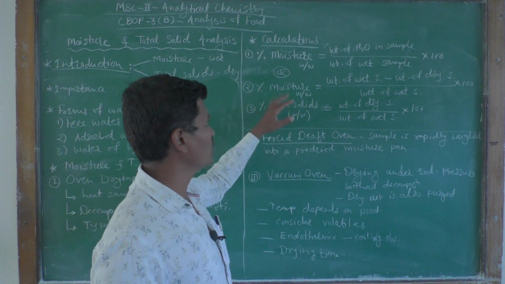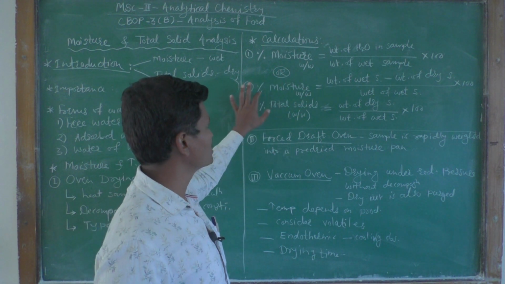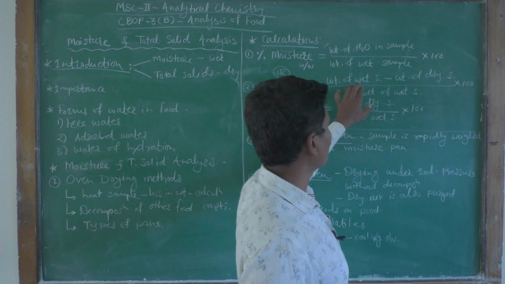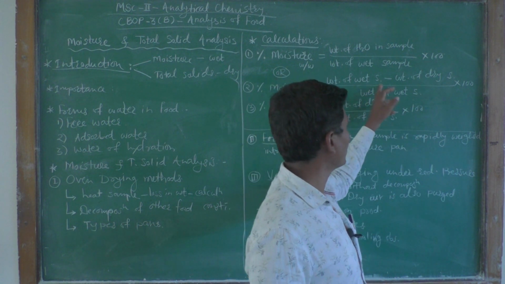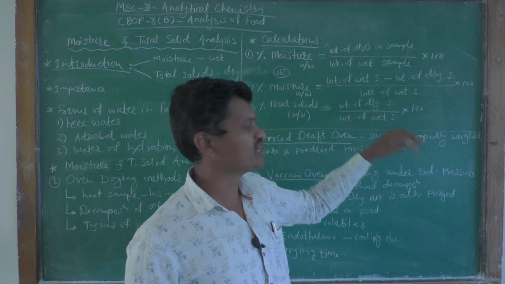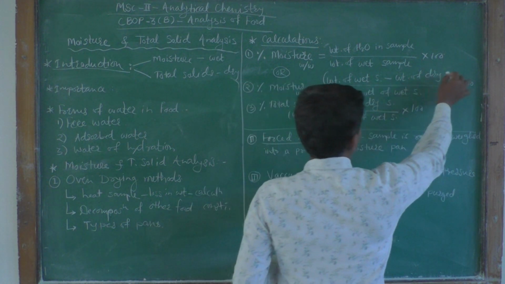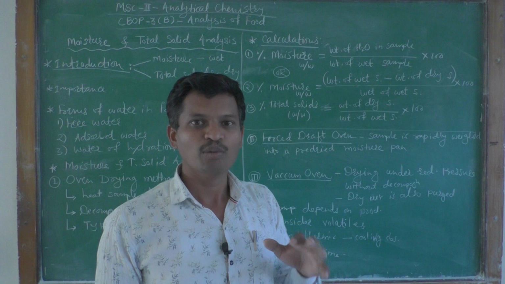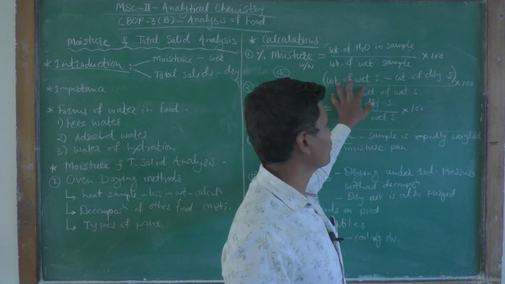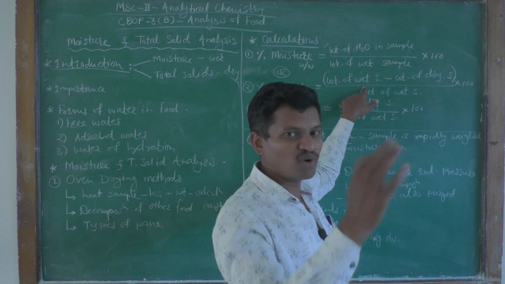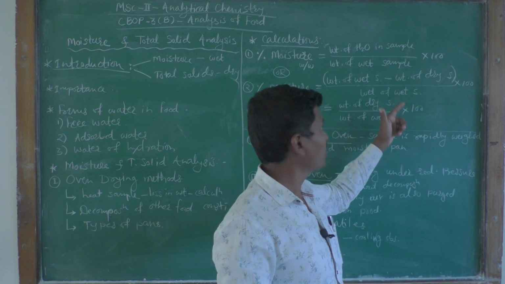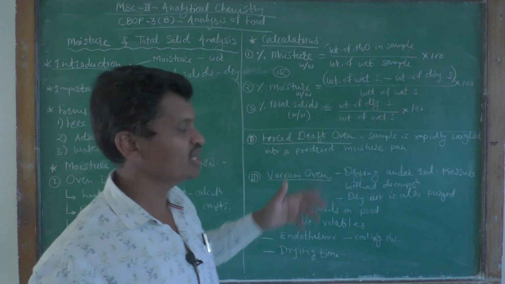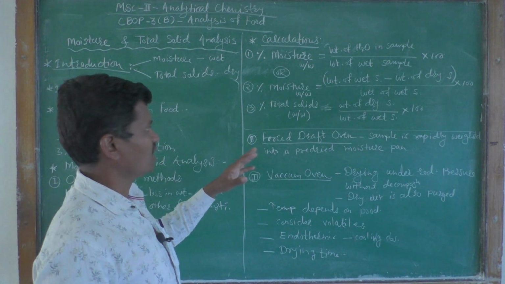Then the second formula, the substitute formula for this, is percent moisture on a weight per weight basis, which is the weight of wet sample minus the weight of dry sample, divided by the weight of wet sample times 100. This is the difference between the weight of the food sample before and after drying. The weight of wet sample is the weight of food sample before drying, and this is after drying. So this difference is divided by the weight of wet sample times 100. This can be used for the calculation of moisture analysis.